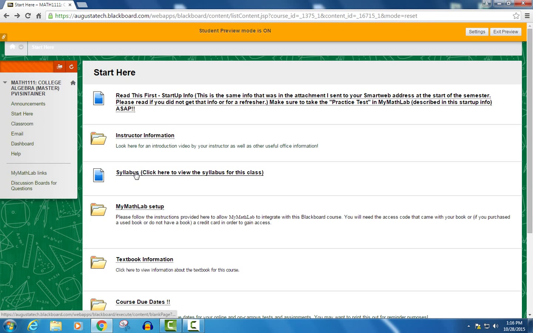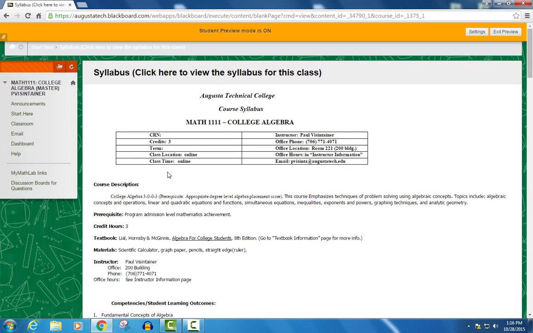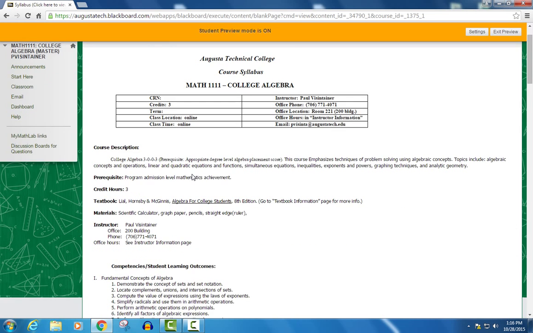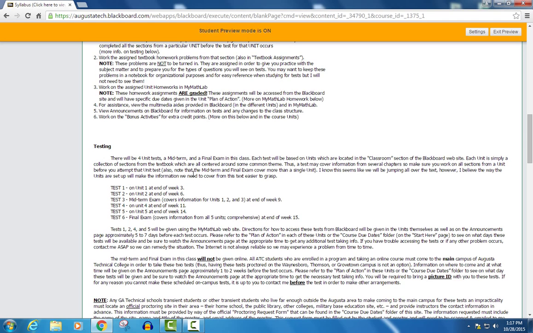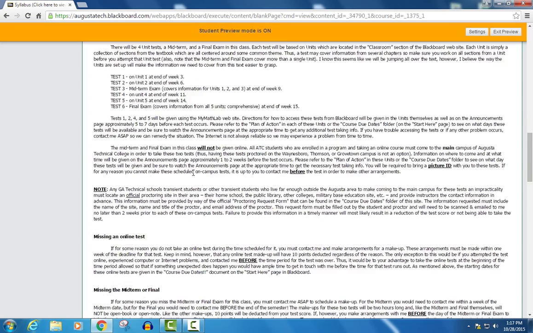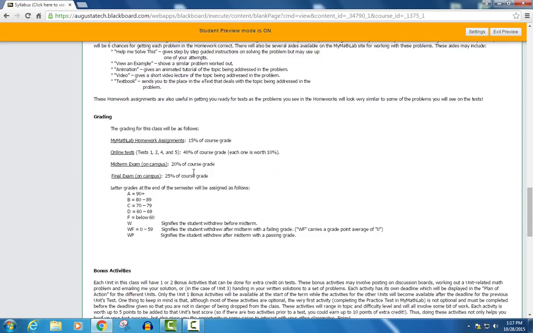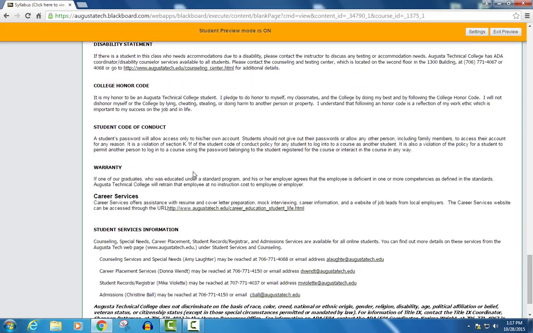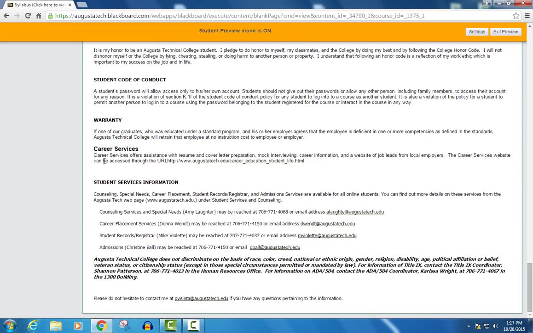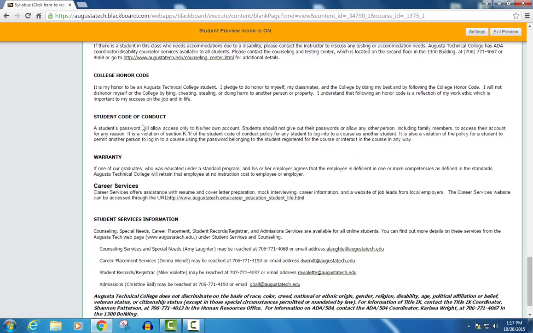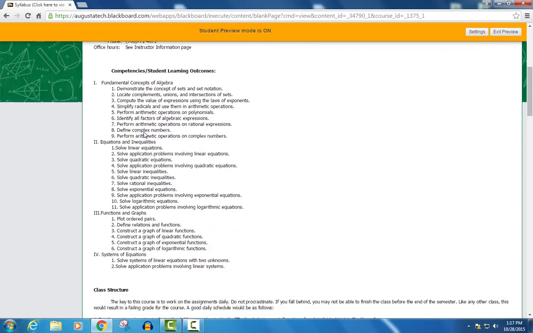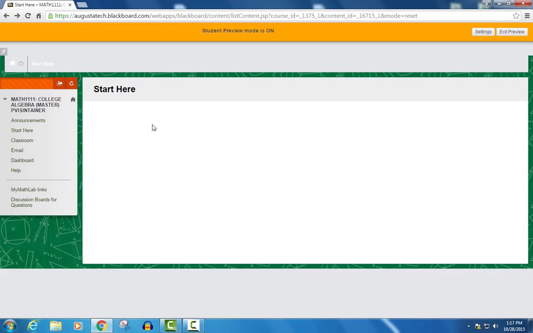Here's the syllabus for the class. Definitely something you want to read at the beginning of the semester. It's a standard syllabus, but talks a lot about some of the stuff that was mentioned in the beginning information that I sent to you online. But also just some extra information here about testing, weighting of tests, and just different information, say our student services information, career services, warranty, a lot of the stuff that's on most syllabi. But anyway, definitely want to take a look at that.